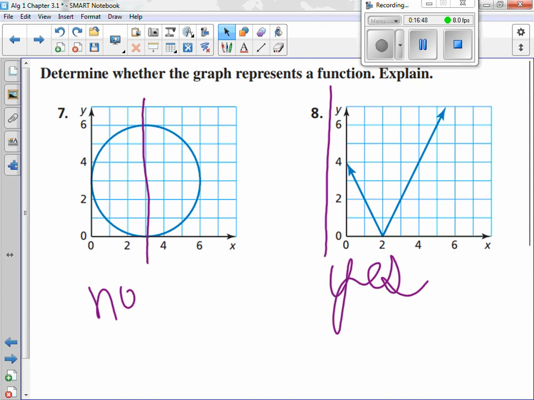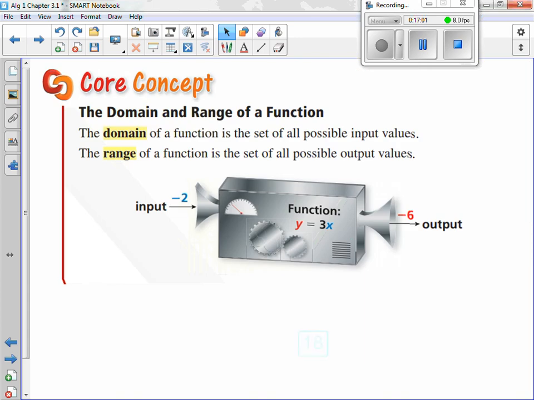The horizontal line test tests for invertibility, whether you can take the inverse of the function. I don't think we'll cover it; most likely it'll be more Algebra 2. We won't really cover the inverse or how to, actually we will a little bit. But that's the horizontal line test for invertibility. Can we take the inverse of the function?